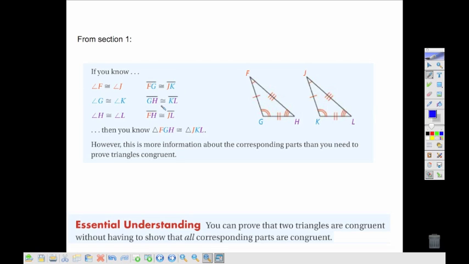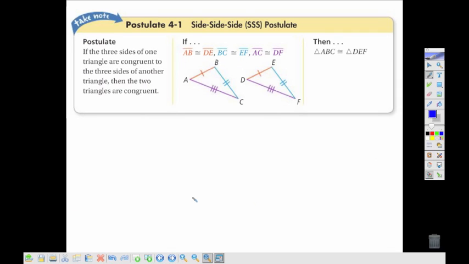This is kind of overkill. There's a lot of writing to do for each problem. And so we're going to show that with triangles, it's actually enough to know fewer things to prove that they are congruent. The first one is called the side, side, side postulate.